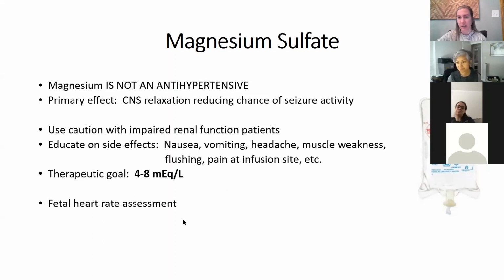Important to let our neo friends know though, if we have a mom on MAG, even if the baby's term, that baby might be a little lazy per se at delivery. But it's also good for neuroprotection if we are delivering that preterm baby.